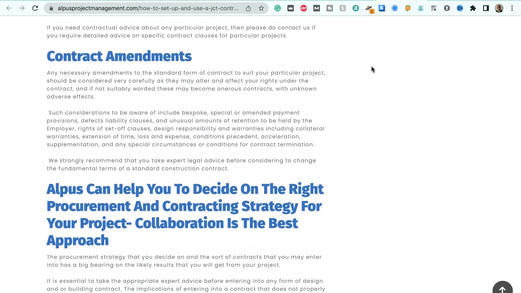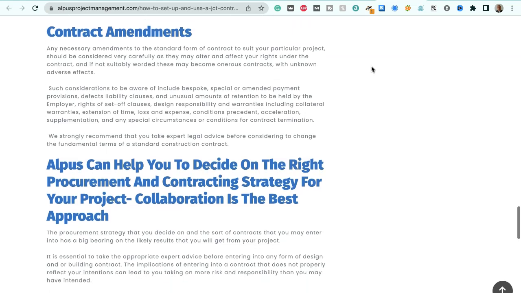If you need contractual advice about any particular project, then please do contact us, whether you require detailed advice on specific contract clauses for particular projects, or would rather discuss the whole approach to the project with us.